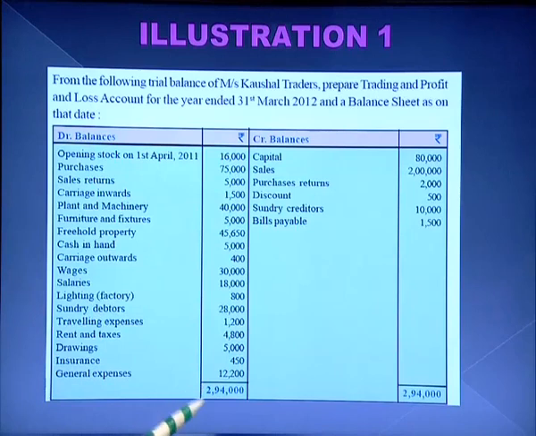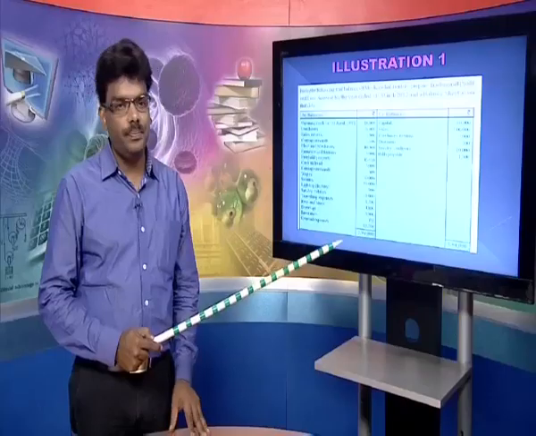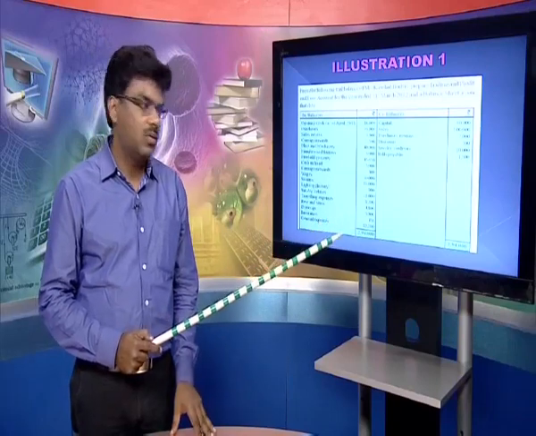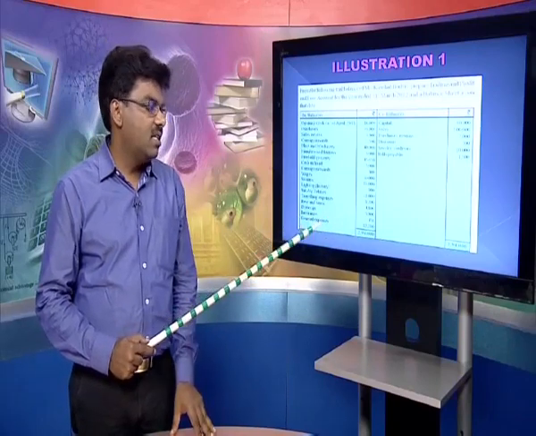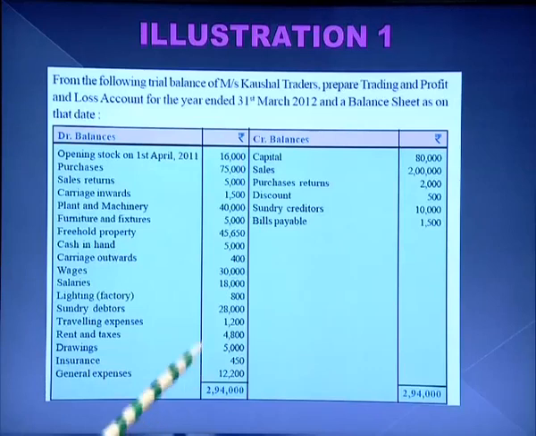Next is insurance. Insurance is our indirect expense. So, that will be shown in the profit and loss account. And the last expense is general expenses, that is 12,200. General expenses is also our indirect expense. So, that expense will be shown in the profit and loss account. So, dear learners, we studied all the debit balances, and now you understand well where these particular expenses or assets will be shown.